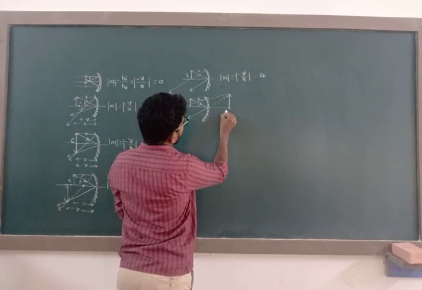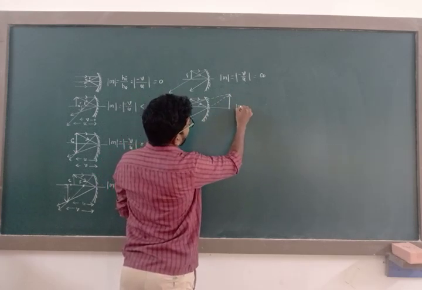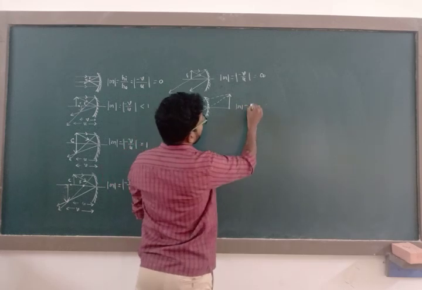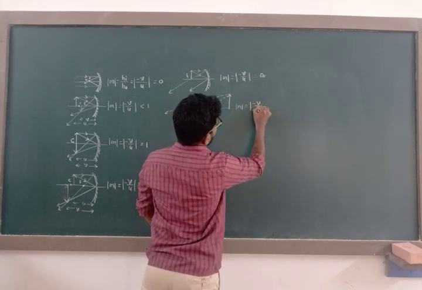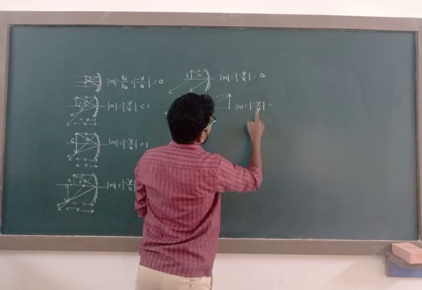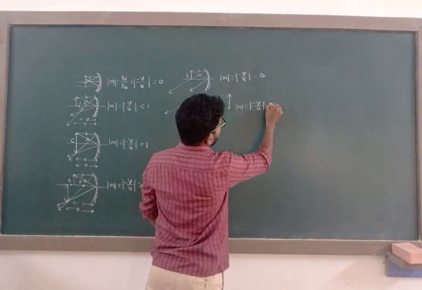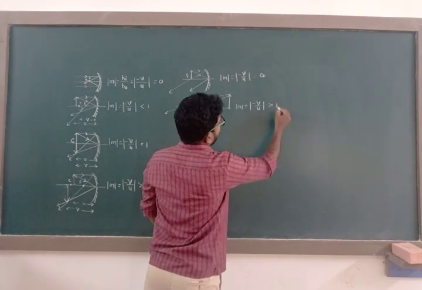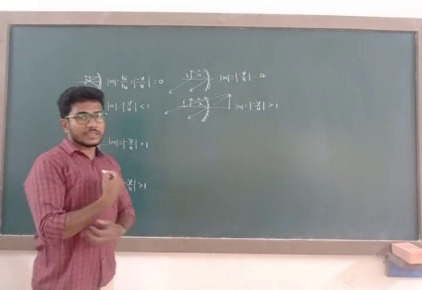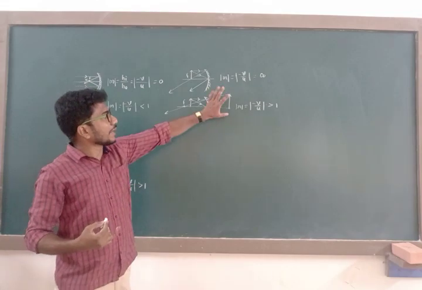Image distance, linear magnification is equal to minus V divided by U. So V is greater than U, therefore linear magnification is greater than 1. Linear magnification greater than 1 means we will get a magnified image.